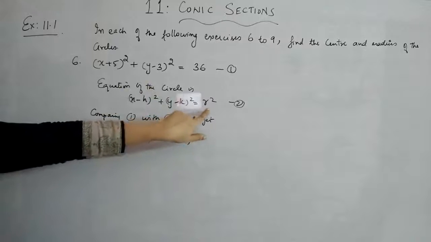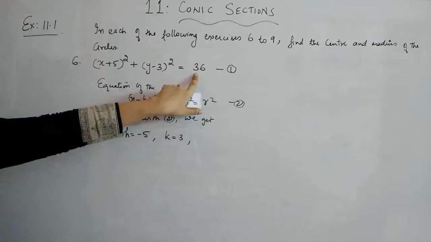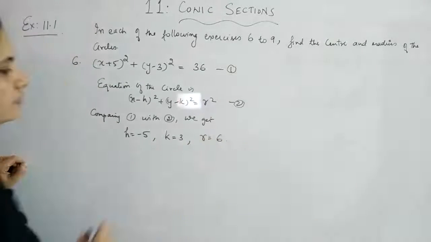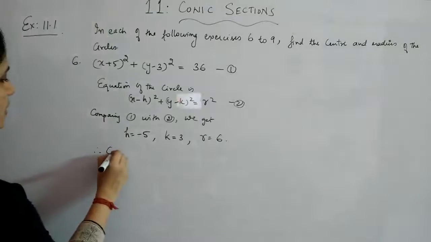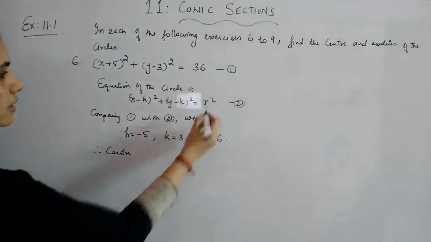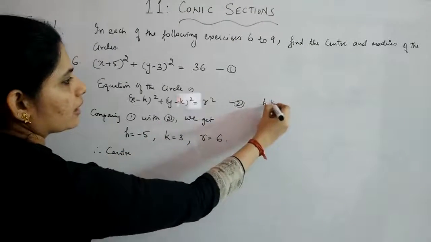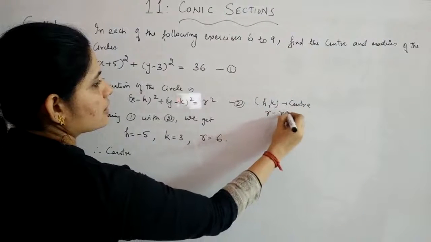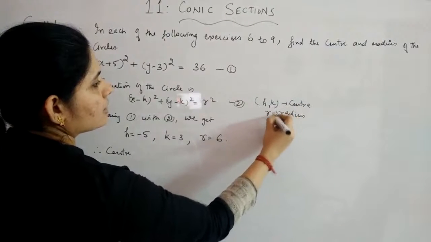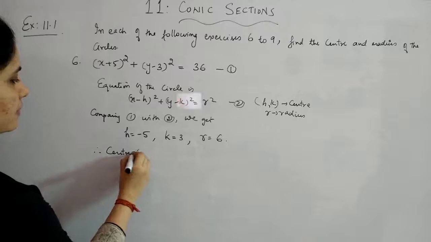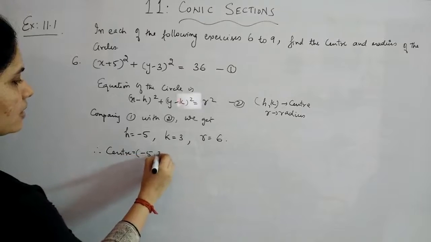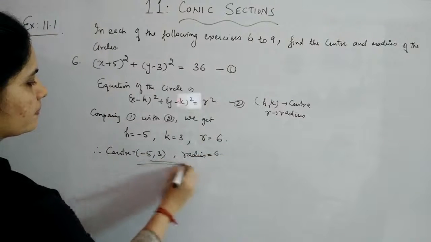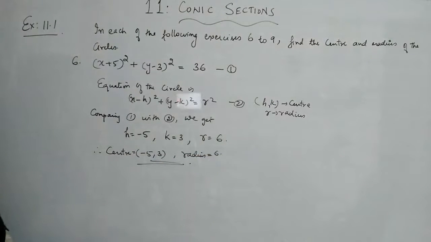And what about r square? R square is 36. That means it is 6 square. So you can say r is 6. Therefore, how will you write the center? Here the center is h comma k and r is the radius. So comparing with that, you will get center is minus 5 comma 3 and radius is 6. This is your standard form, so it is very easy to compare and write.